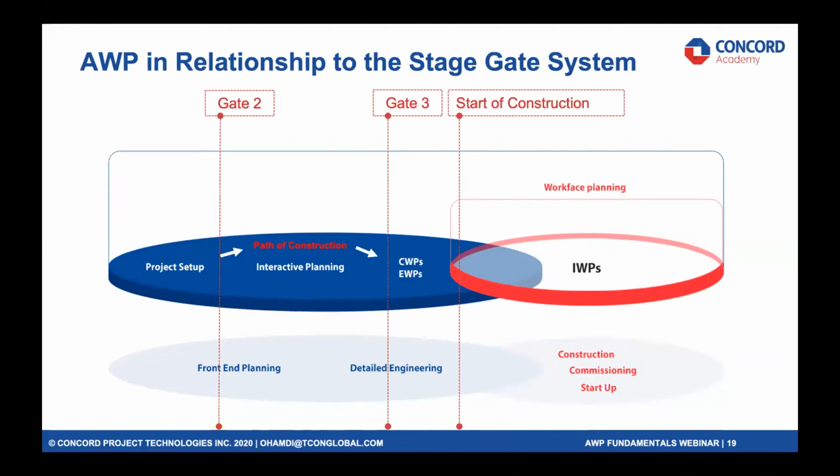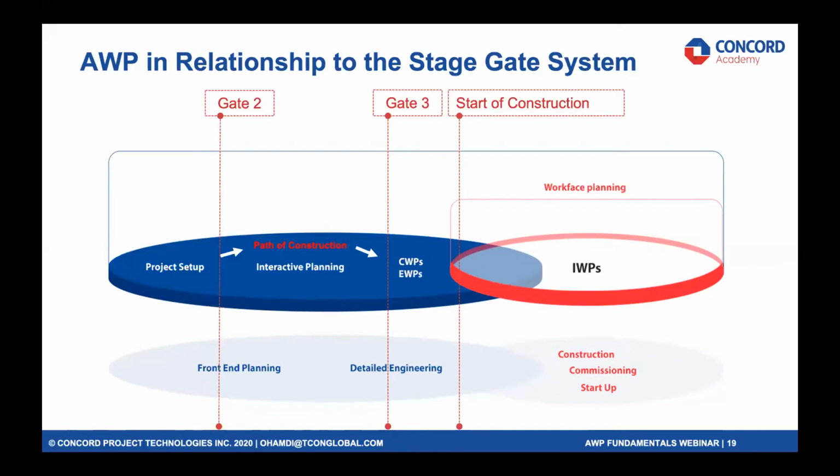Now, advanced work packaging really works, and the advanced part really works, when at least in stage 3, and that's your FEED, early on, you start building your path of construction. Your path of construction is actually your plan and your breakdown and those areas where everybody has bought into that, including operations.